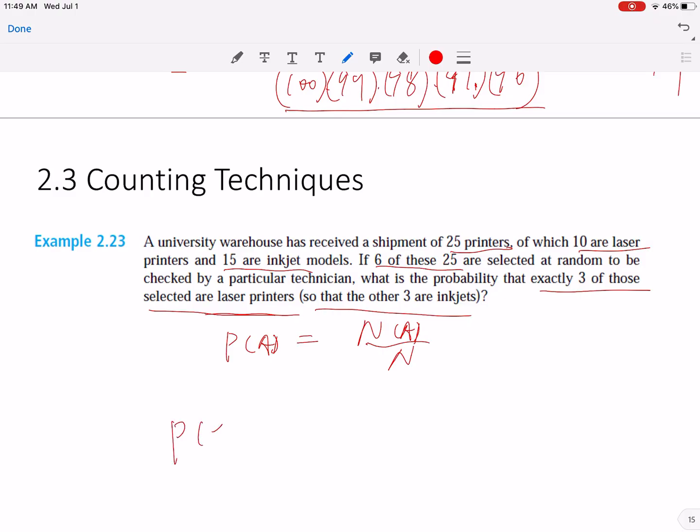The probability that exactly three of those selected are laser printers.